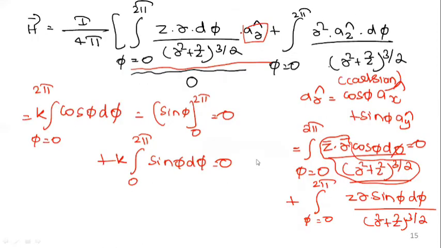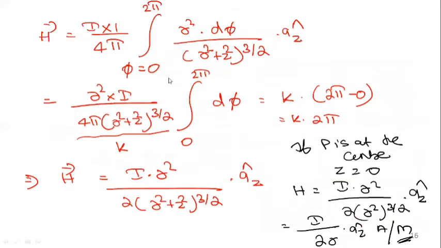Then we can realize that the first term happens to be 0. How does it become 0? Because a r we can substitute as cos phi a x plus sin phi a y. From that you realize that this term happens to be 0 because the integral of sine and the integral of cos come out as 0, and then only the second term was required.